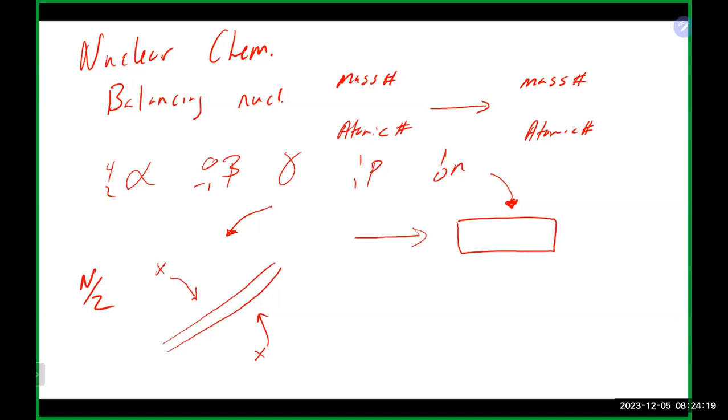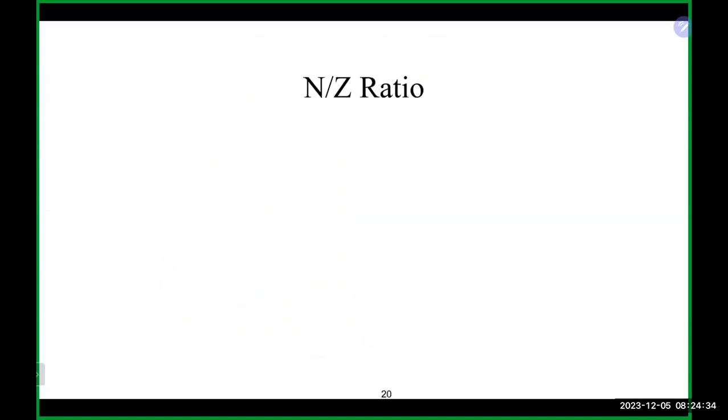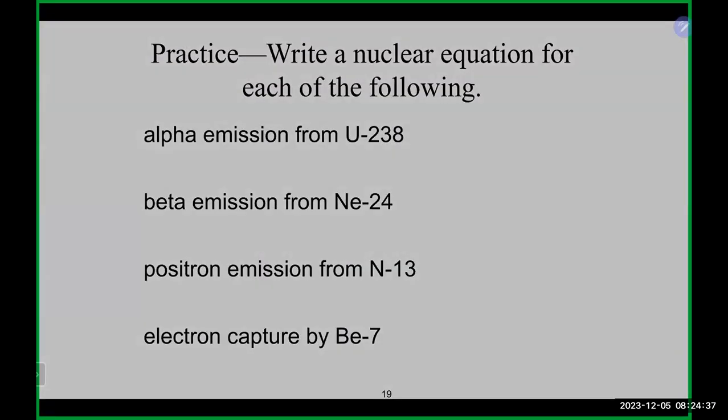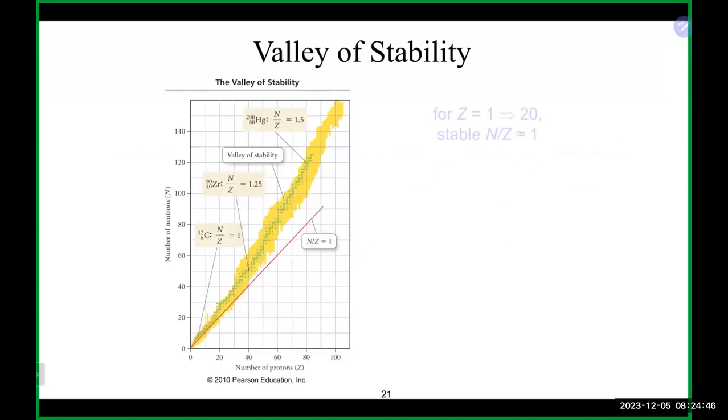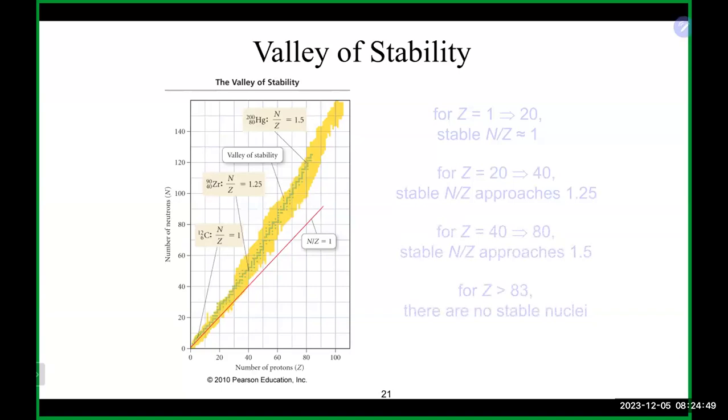We also talked about the idea that if you are doing a problem like this, you just have to do the decay process once. It may not give you a perfect ratio when it's all said and done, but it should move you back to a better ratio. Again, if we're too high, we're going to do beta decay, or positron emission or electron capture for too low. Here was our breakdown, and it goes by atomic numbers. So for 1 to 20, a stable ratio is 1, then 1.25 as you approach 20 to 40, and 1.5 as you go from 40 to 80 in terms of stability.